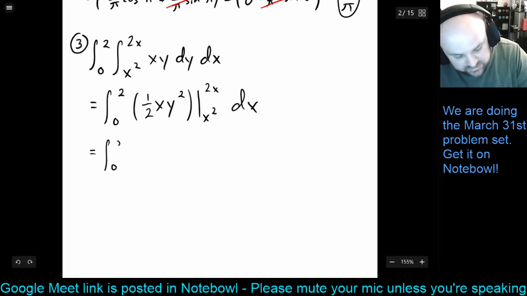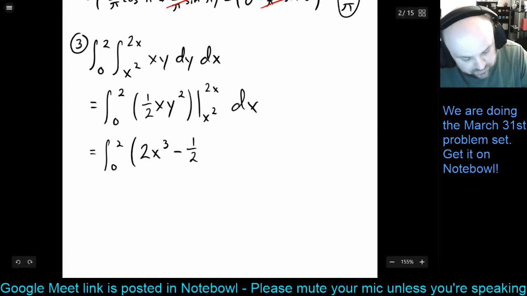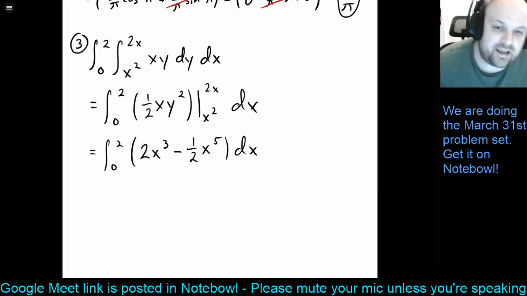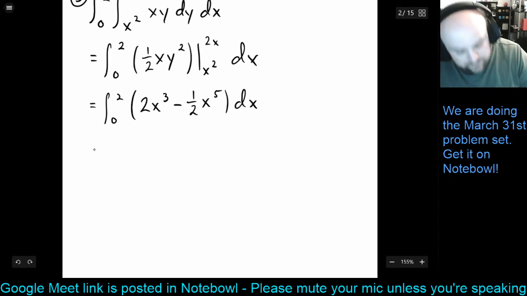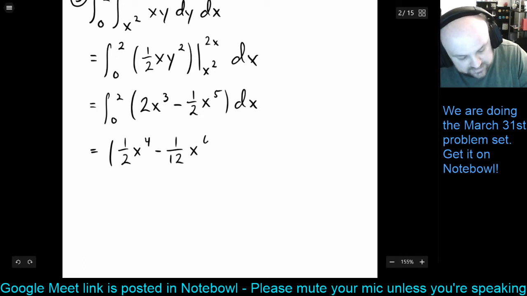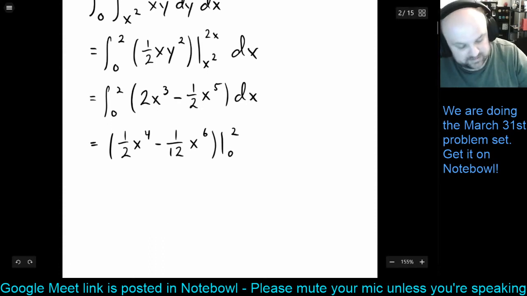All right, let's go ahead and sort out what this is. Plug in the 2x here, and we're going to get 1/2 times x times 4x squared, so that's 2x cubed. And then minus, plug in x squared for y, and we get 1/2 x to the 5th dx. Right? And now we just have to integrate that. So do this integral. This turns into 1/2 of x to the 4th. This one here, see the power goes up to 6, so this is 1/12 x to the 6th. And this is from 0 to 2. Right, so now we just have to plug this in.